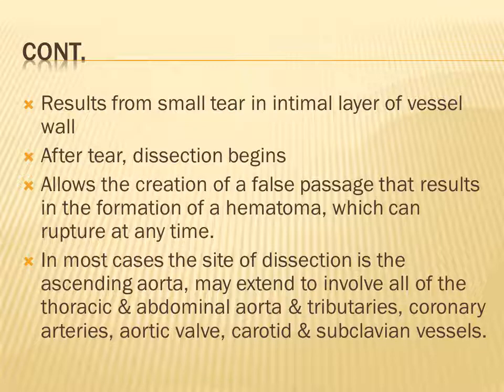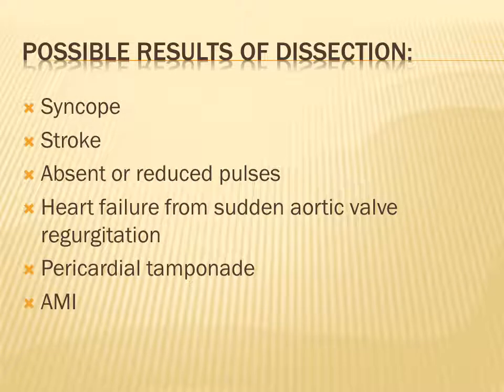What causes it is a small tear in the intimal layer of the vessel wall. After that tear occurs, we have dissection, which creates a false passage that forms a hematoma, and that hematoma can rupture at any time. In most cases it's in the ascending aorta, but it can extend to involve the thoracic and abdominal tributaries, coronary arteries, aortic valve, carotid, and subclavian vessels. So it can be very large and far-reaching. Some results: syncope, stroke, absent or reduced pulses, heart failure, pericardial tamponade, and an MI.